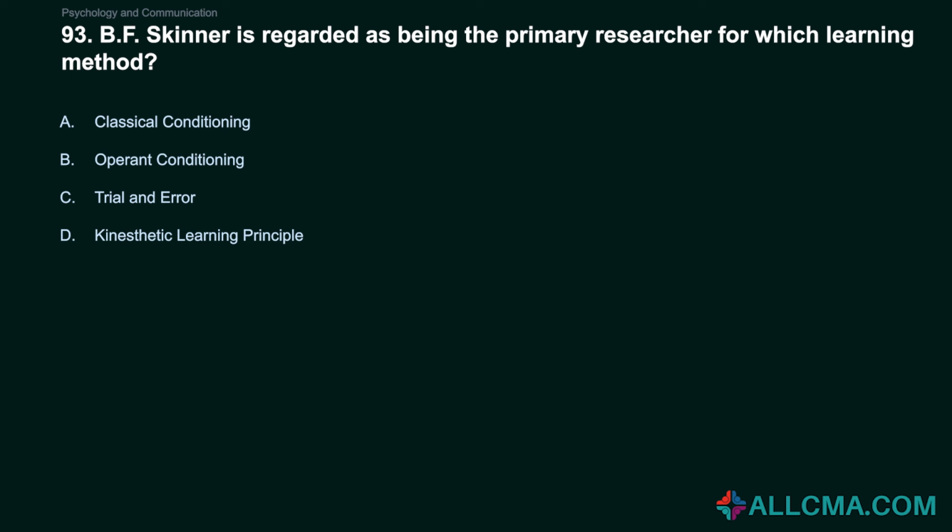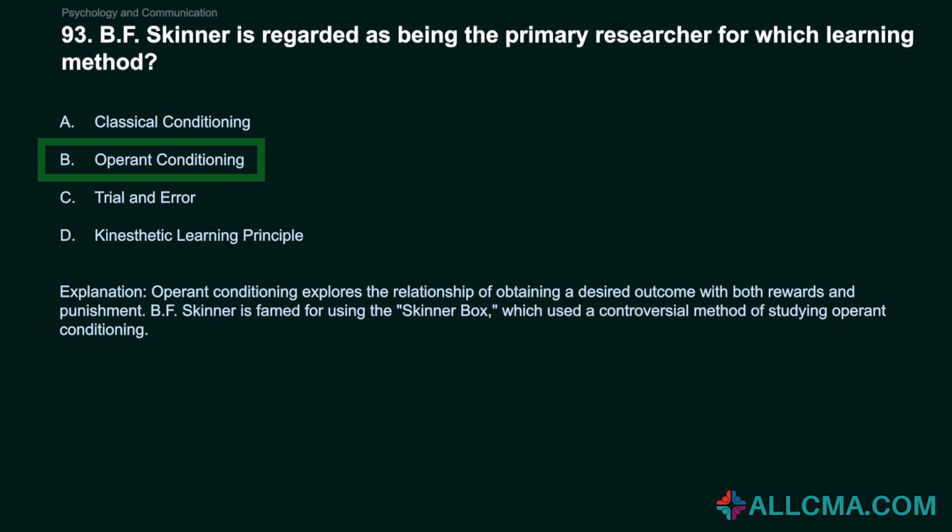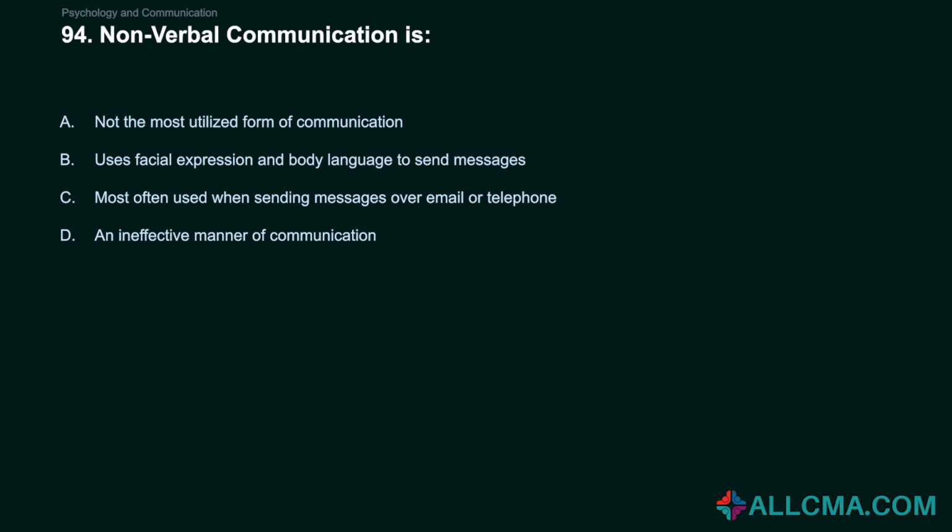93. B.F. Skinner is regarded as being the primary researcher for which learning method? A. Classical conditioning. B. Operant conditioning. C. Trial and error. D. Kinesthetic learning principle. Correct answer: B. Operant conditioning. Operant conditioning explores the relationship of obtaining a desired outcome with both rewards and punishment. B.F. Skinner is famed for using the Skinner box, which used a controversial method of studying operant conditioning.